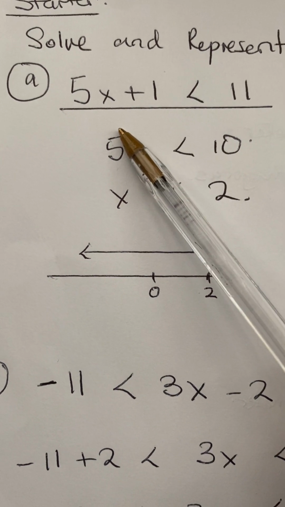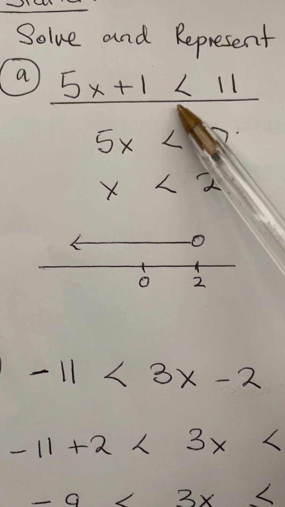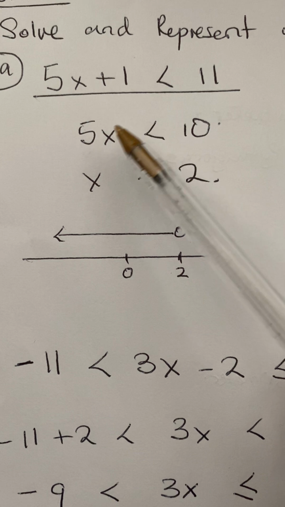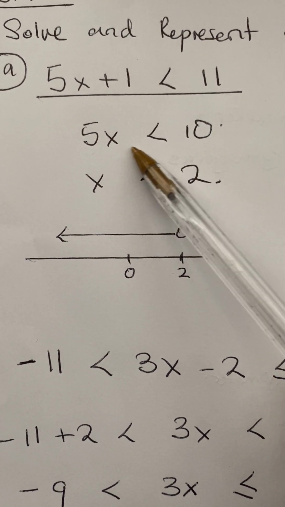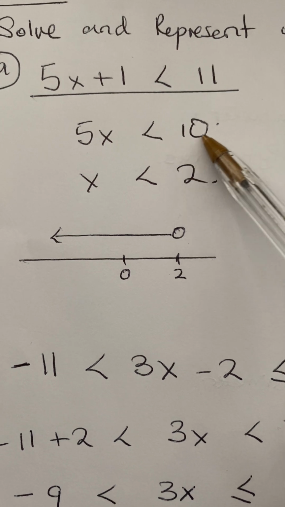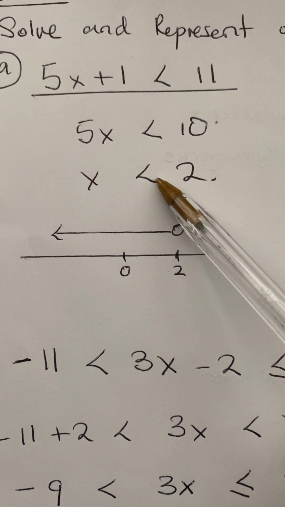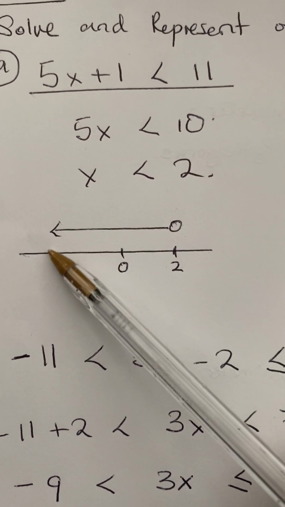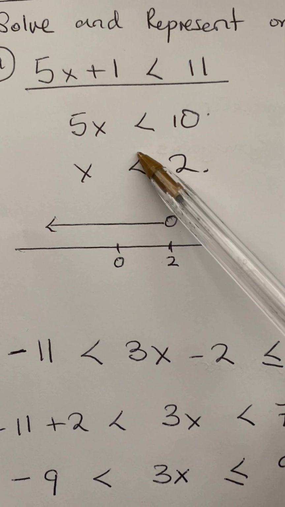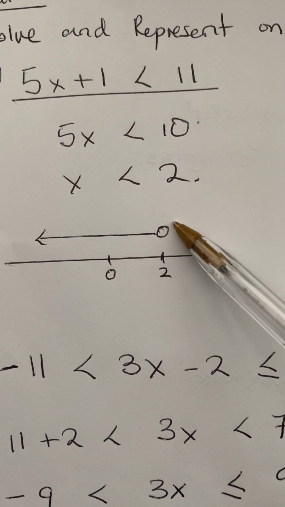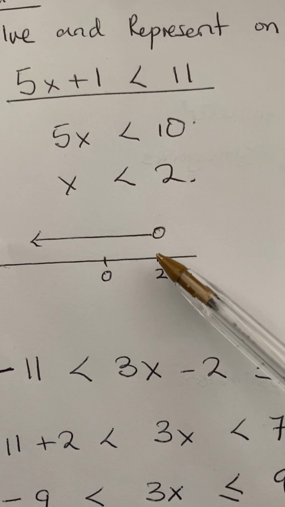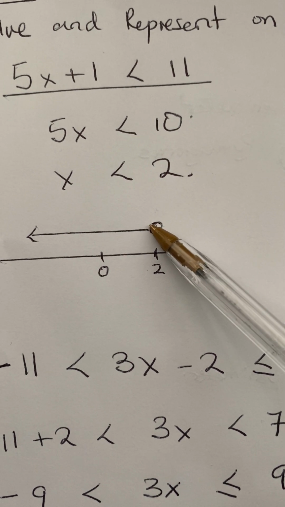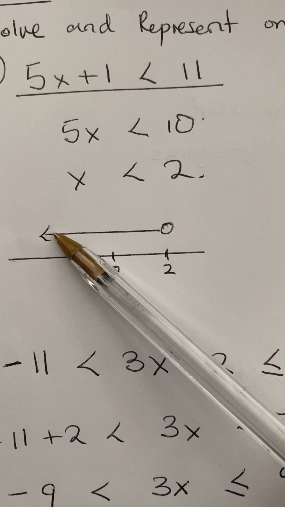So the first one, 5x plus 1 is less than 11. So 5x, we subtract 1 from both sides, less than 10. So x is less than 2. If we want to represent this on the number line, because it gets a less than, it will be an open circle. So you have 2. Open circle is less than, so it's going to go towards your right hand.